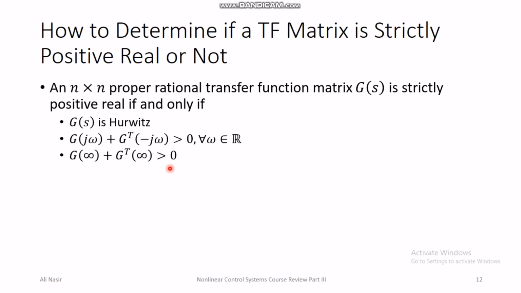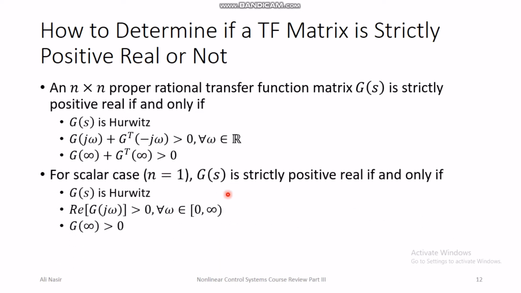And if there is a scalar case, if it is a single transfer function, then it's easier to determine whether it's strictly positive real or not. It just has to be Hurwitz as before. The real part of the G of j omega has to be greater than 0 for all omega, and G of infinity has to be greater than 0. So this is how you determine strictly positive real property of any scalar or matrix transfer function.